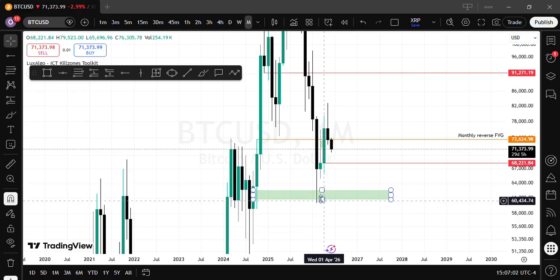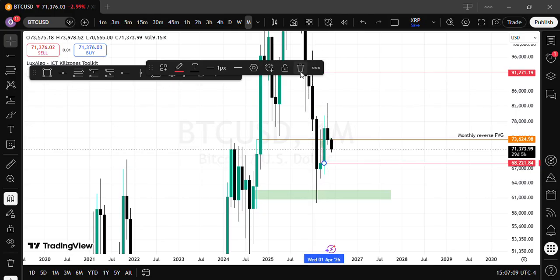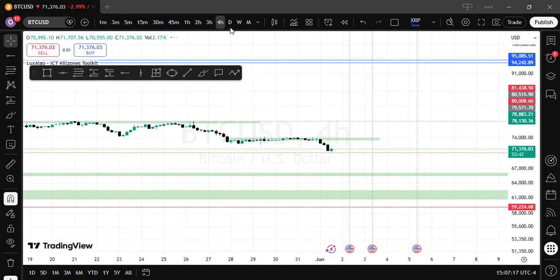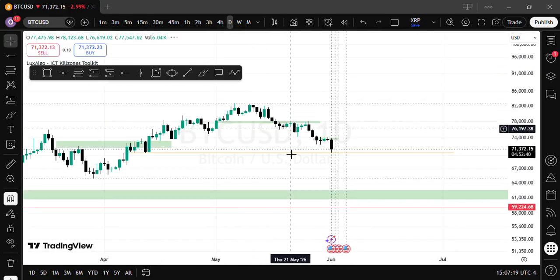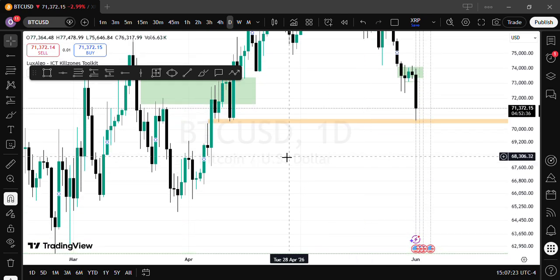and then we might look at this fair value gap, which is, if you go back to daily, let me delete this. I don't need this again. Let me just do this. So is it daily? Daily, then we'll be looking at this fair value gap.